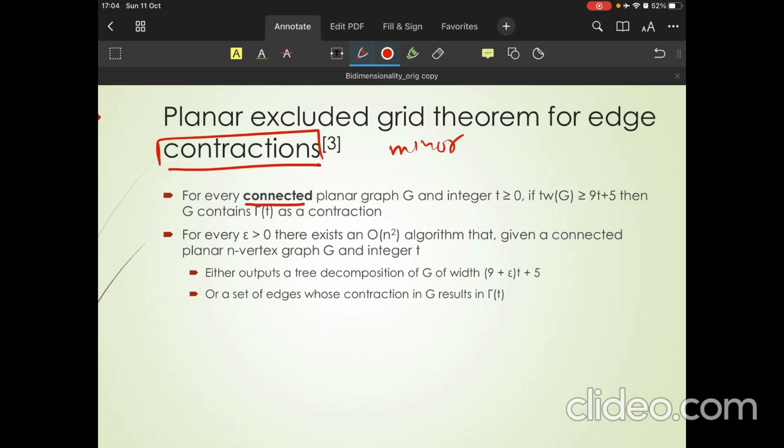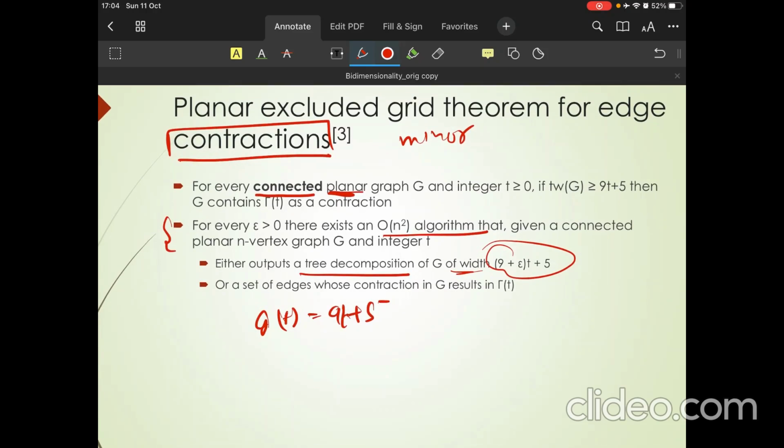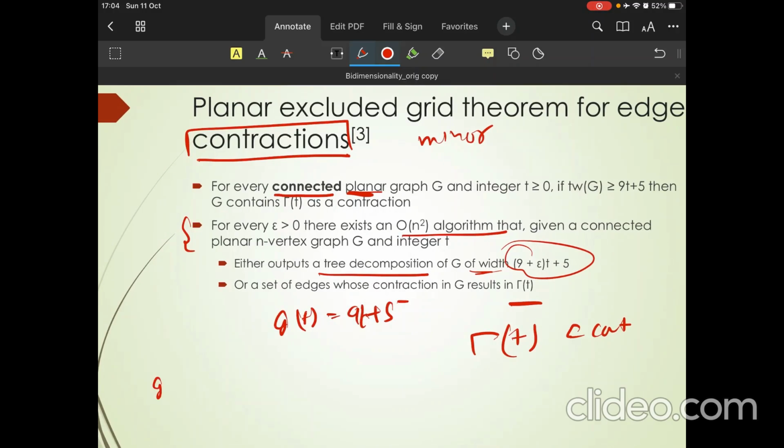So for contraction, the assumptions are that the graph should be connected, and planar is already an assumption. So we get a GT of 90 plus 5. And similarly we get a constructive proof. We give an algorithm which builds a tree decomposition of width at most the approximated tree width 9 plus epsilon t plus 5, and it gives a gamma t as its contraction. So this theorem says that if a graph G has tree width greater than GT, where GT is defined as 90 plus 5, we claim that gamma t is a contraction of G.